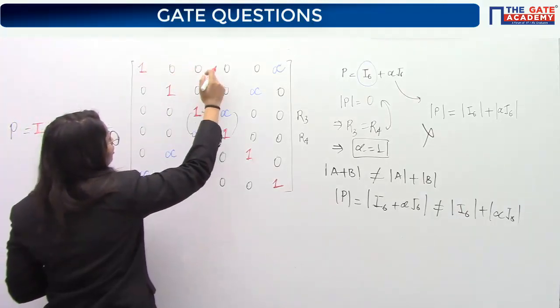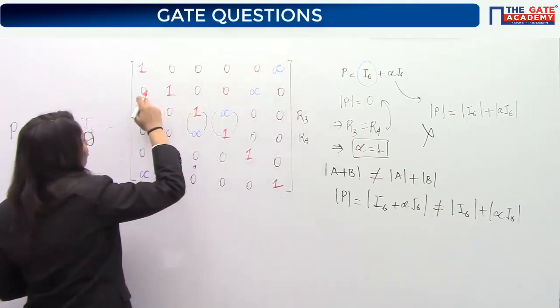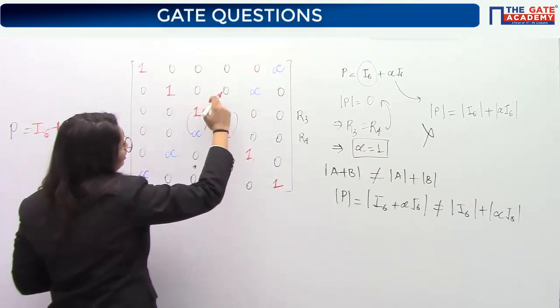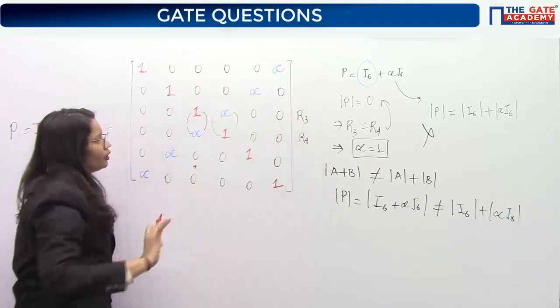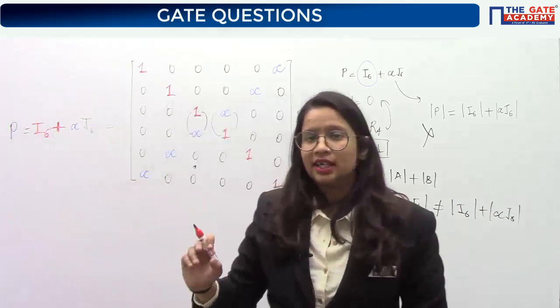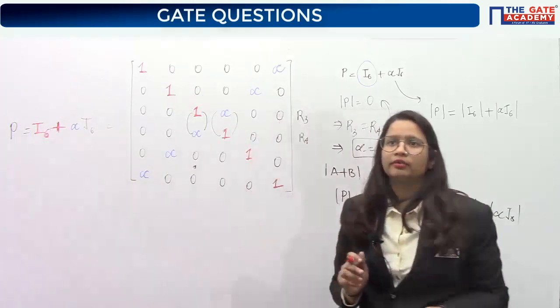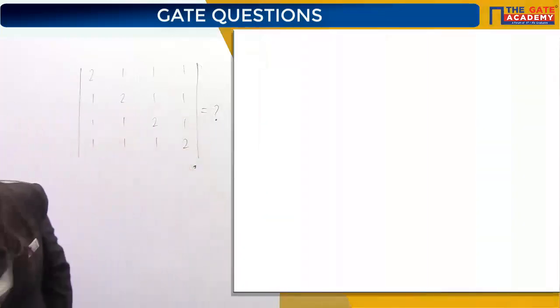0 plus 0, 0 plus 0, 0 plus 0, 0 plus 0, alpha plus 0. Similarly, 0 plus 0, 0 plus 1, 0 plus 0, 0 plus 0, and so on. So the only change due to this addition will be seen in the diagonal elements, so that they will turn out to be 1. So what is the question? Let me explain the question to you.